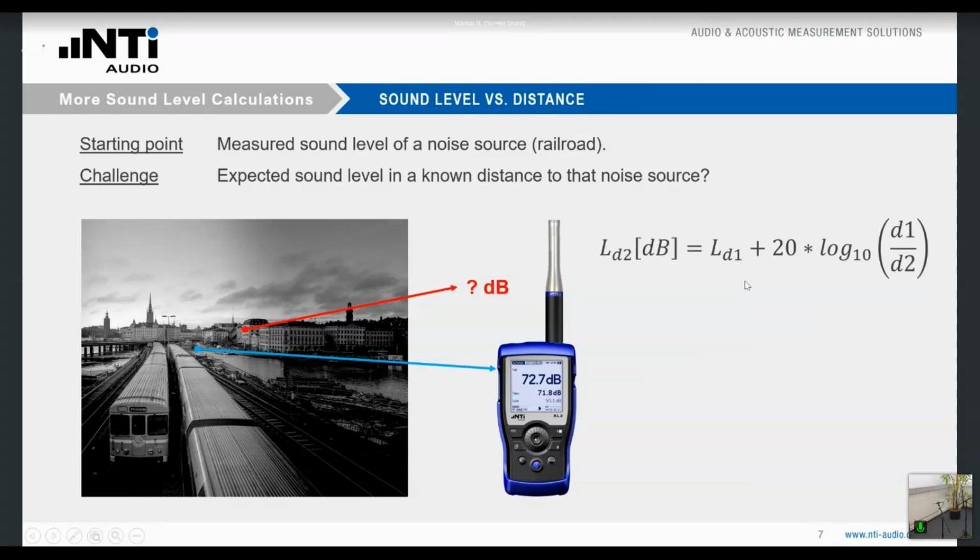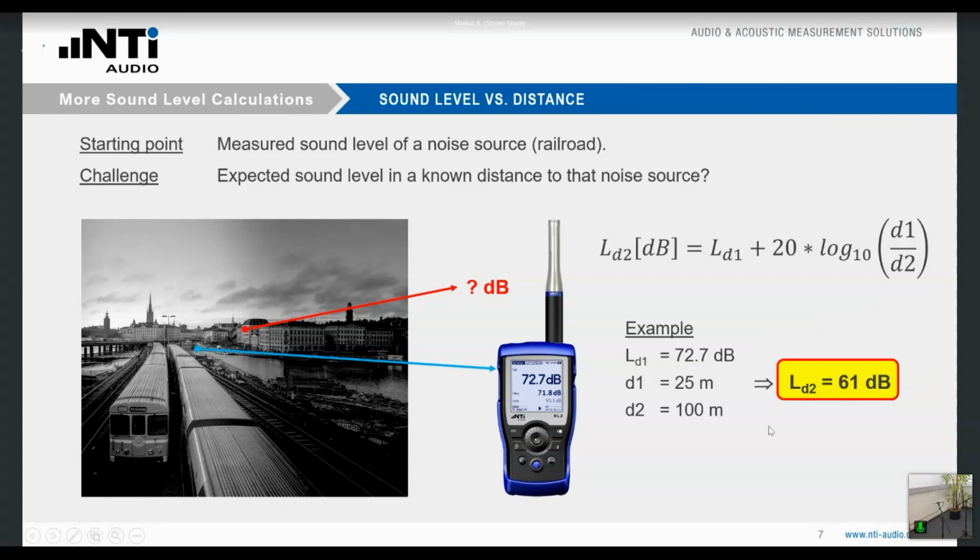It's quite simple. All you need is the measured sound level at the first position, the blue dot. You need the distance from that position to the train, and you need the distance from the target position to the train. And if we enter just as an example, here 72.7 dB, that's your measurement result from that position. We know that it is 25 meters away from the train, and we know that the apartment is 100 meters away from that railroad. In that case, we could expect that the train-induced level up there at the apartment is 61 dB.